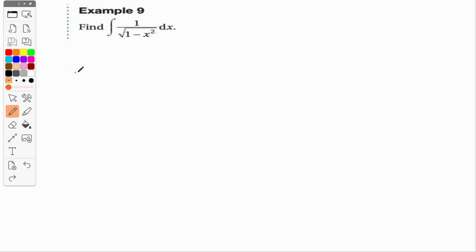Here, find the integral of 1 over the square root of 1 minus x squared. Here also we need to use substitution. We say just let x equal sine u. So if we differentiate this one, we say dx/du. We are differentiating x in terms of u.